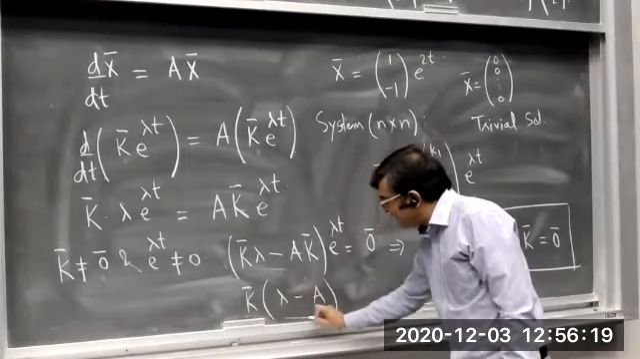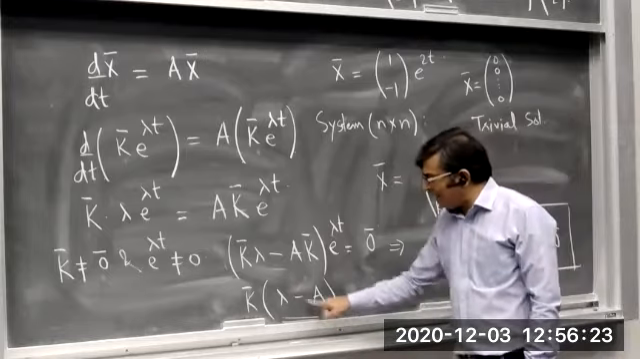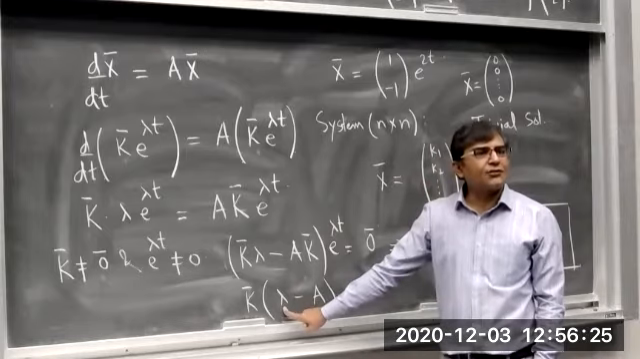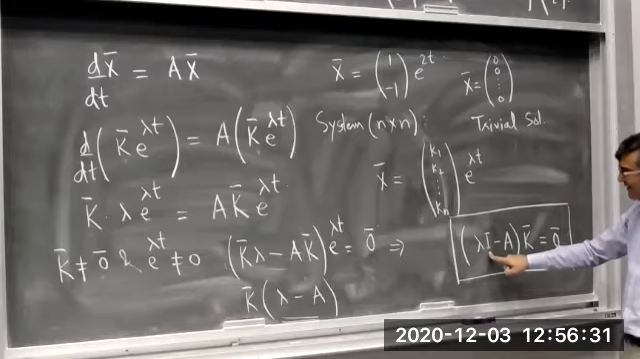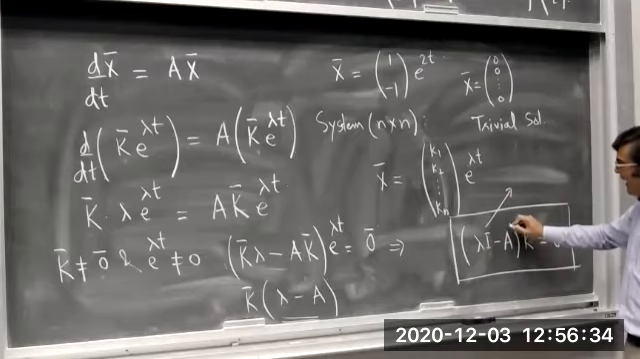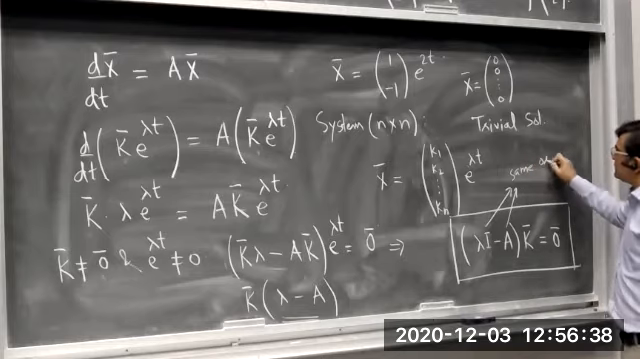Then mathematically, this expression is wrong because we cannot subtract a matrix from a single entry, which is constant. So we have to put here an identity matrix of the same order. The order of A and I must be the same.